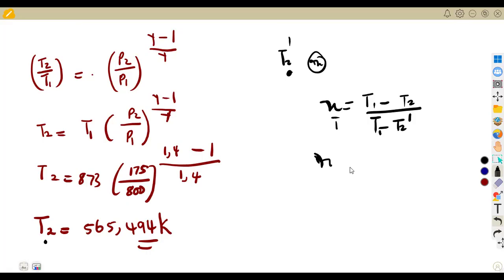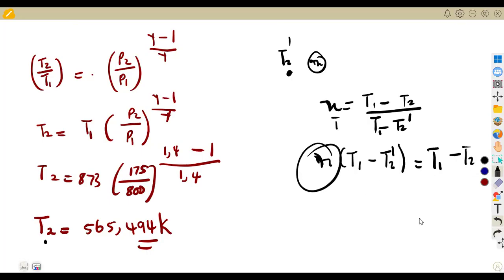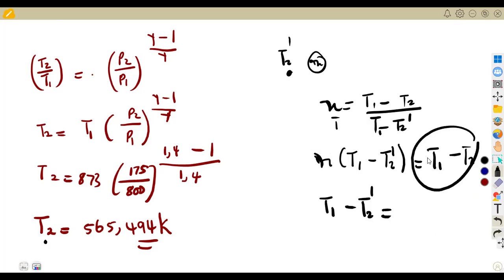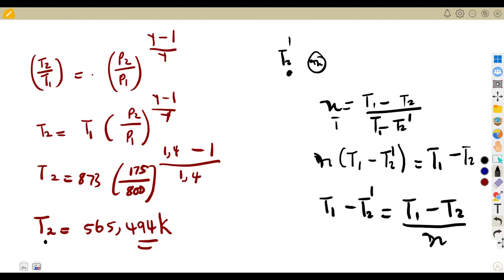Or you can divide by efficiency. All right, let's leave it like that. T1 minus T2 bar is equal to T1 minus T2. Since I do not need this, I can divide by efficiency. I remain with T1 minus T2 bar is equal to, if I divide by efficiency, it means I'm also dividing this side by efficiency. So it's T1 minus T2 over the efficiency.